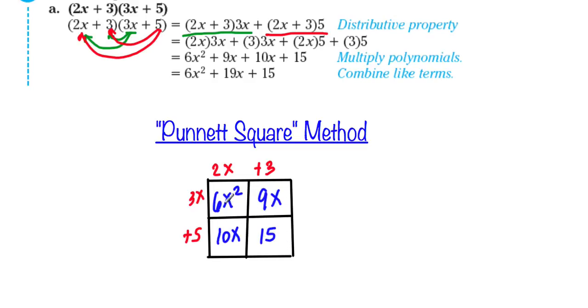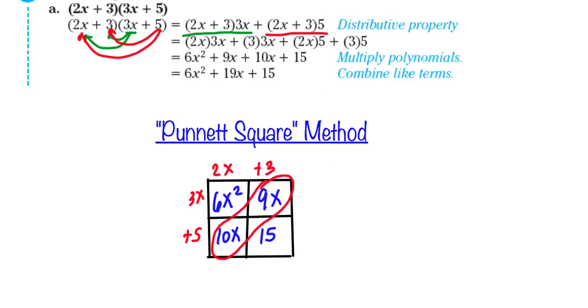In this Punnett square, there is another step to complete the process, and that is adding the diagonal. The diagonal, if you notice, contains the like terms. So this diagonal oval that I just made contains my like terms, which is 19x.